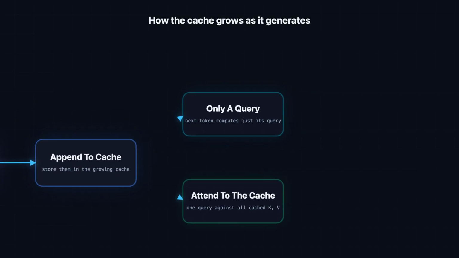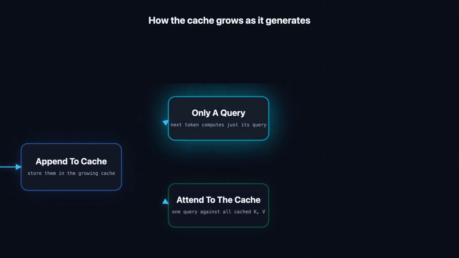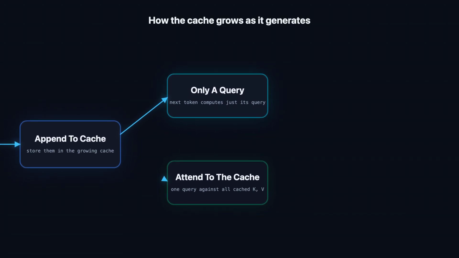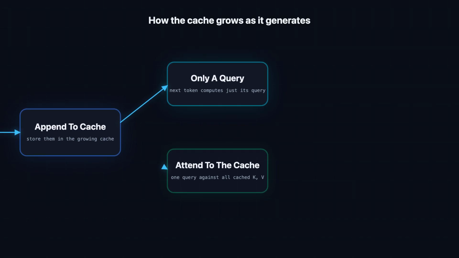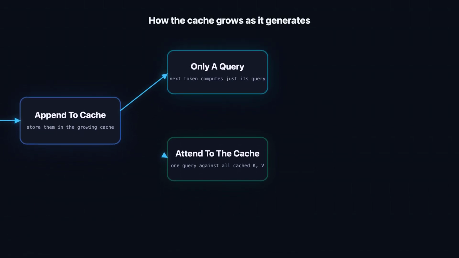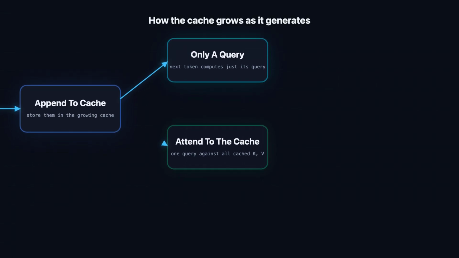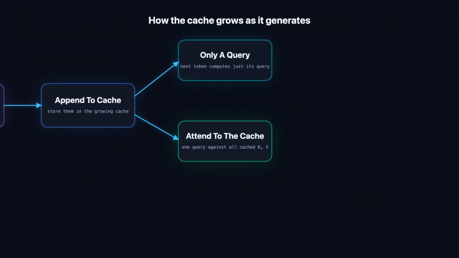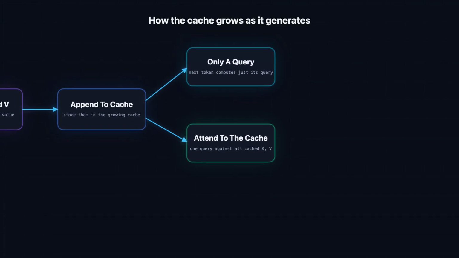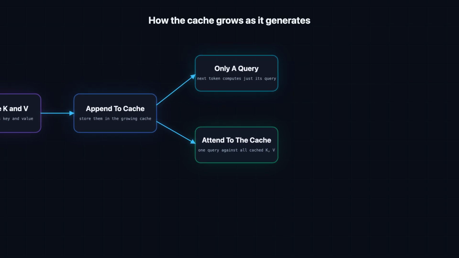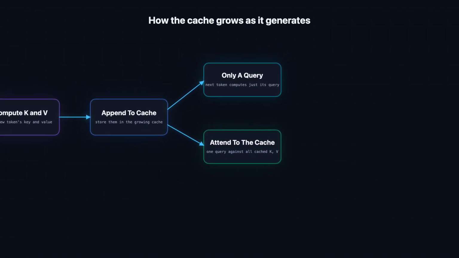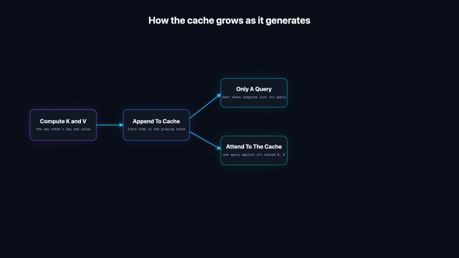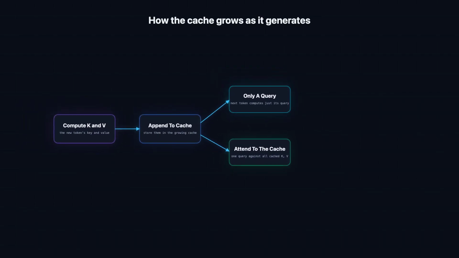Crucially, that stored key and value will never need to be touched again. Now for the next token, compute only its query vector. This is the key saving. You no longer recompute keys and values for any earlier token, because they're already sitting in the cache, unchanged since the moment they were first made. Finally, take that single new query and attend it against every cached key and value at once. The token sees the entire past for the cost of one step, and its own fresh key and value are appended, ready for the token after it. And so the loop turns one token at a time, the cache always one step ahead.